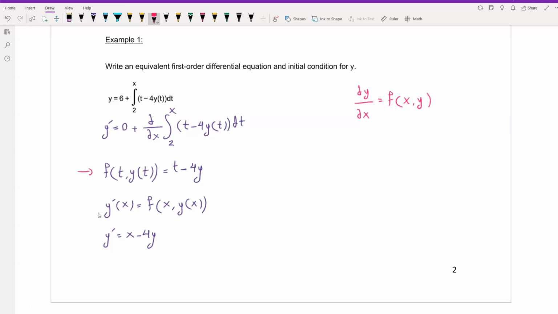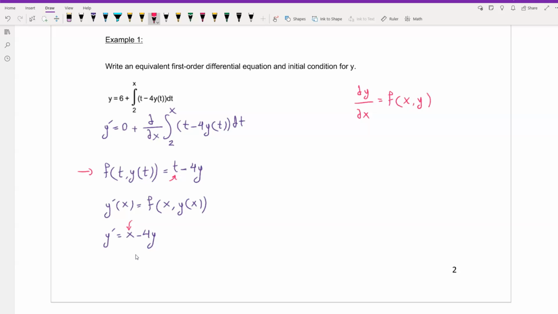So again, f of t comma y(t) is equal to t minus 4y, and y prime is equal to f of x comma y(x). So instead of t, here I have x, and based on that, y prime is equal to x minus 4y. So what I did, instead of t, I used x here to find y prime. So y prime equal to x minus 4y is the first order differential equation for the given equation.